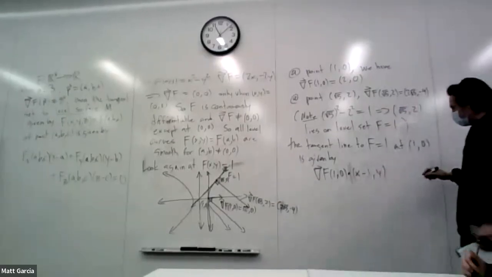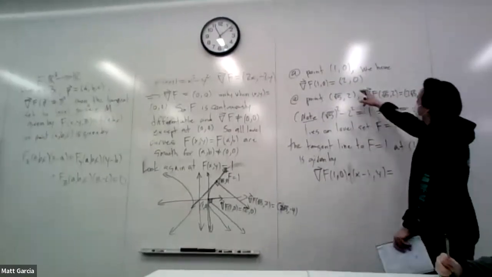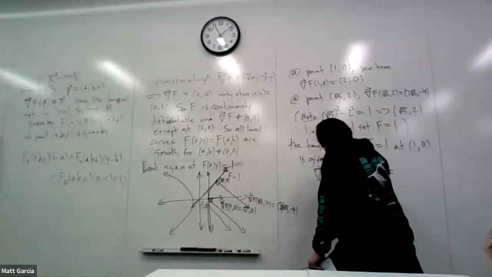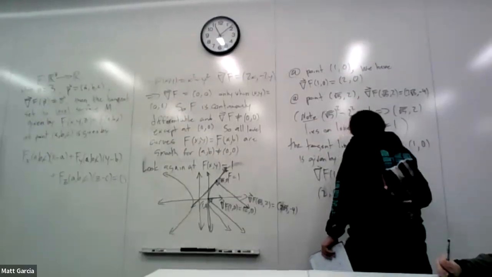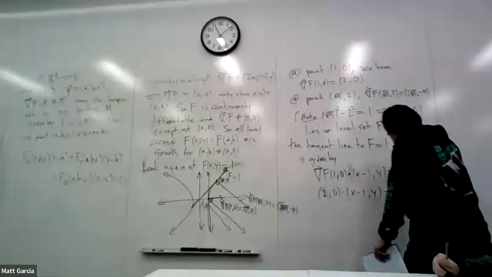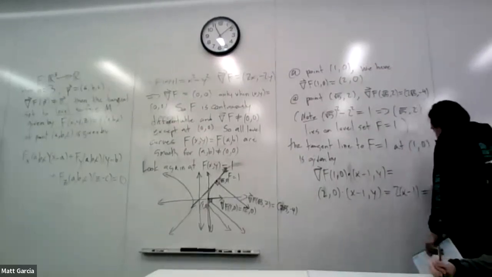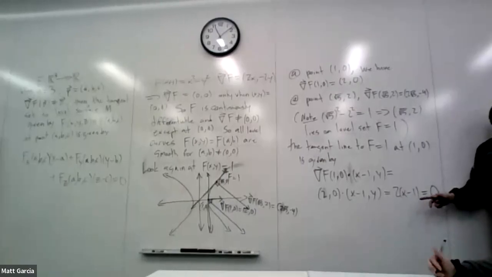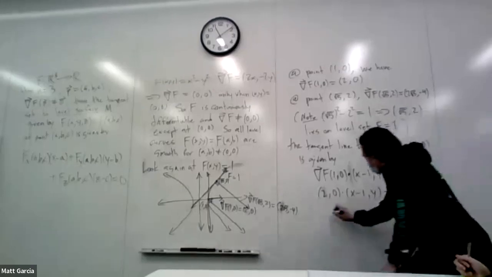Right? So that is to say, this is equal to, we calculated our gradient up here, 2 comma 0 dot x minus 1 comma y, which is equal to 2 times x minus 1. Remember, it is equal to 0. So we get exactly what we would expect. The equation of a vertical line. x is equal to something. In fact, x is equal to 1. Right?